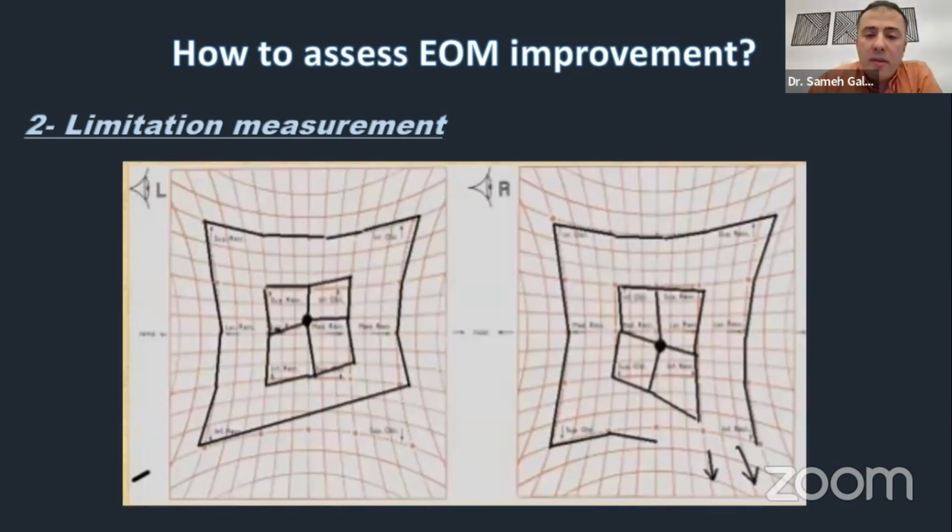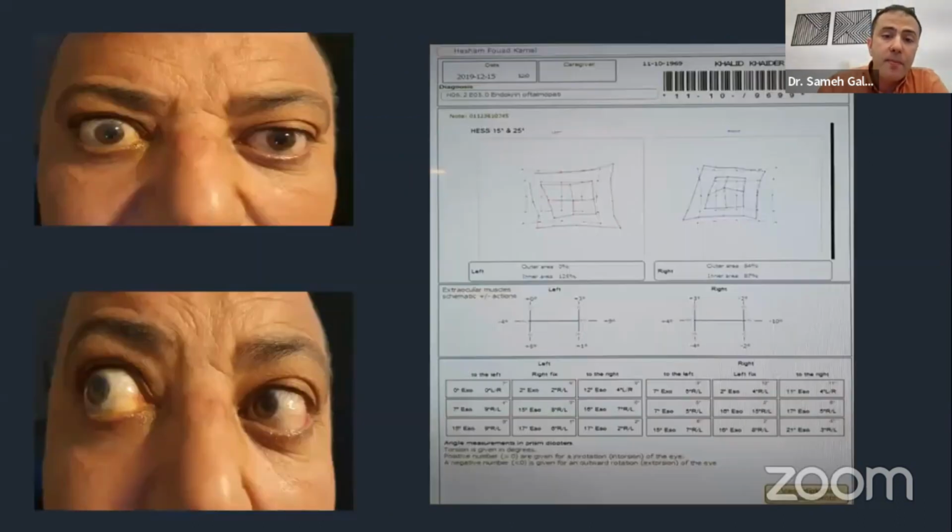One of the clues that can assess our improvement or worsening is the Hess screen, not for diagnosis of limitation, but just for grading whether he is improving or not. It's a very simple test, and I think it's available in many places. We can do a progressive assessment of ocular motility using the Hess screen to know if it's getting better, and we can assess the secondary angle after different treatment strategies of thyroid eye disease in such patients.